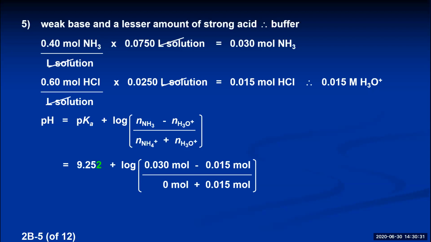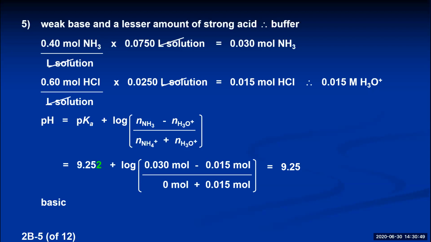In the denominator, there were no ammonium ions put into the solution. That's 0. But we're going to add to that the number of moles of hydronium ions that we added. And this will allow us to calculate a pH of 9.25, which means this, because it's greater than 7, would make a buffer solution that is basic.